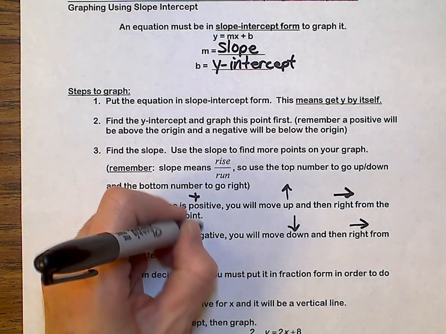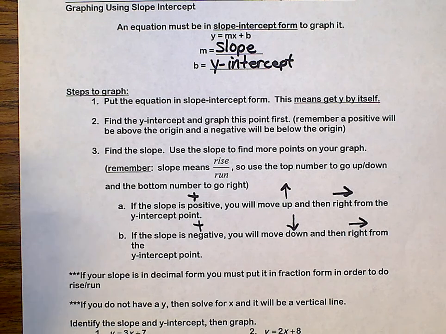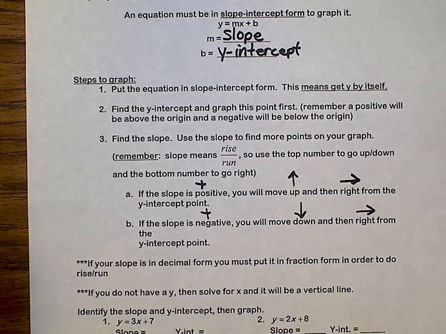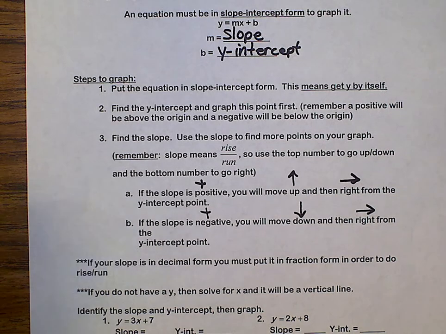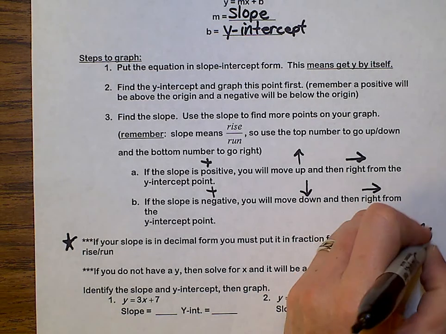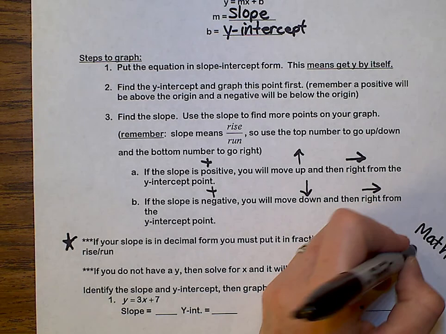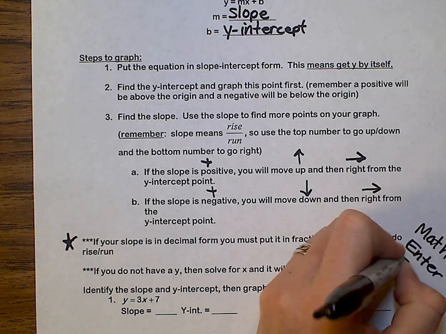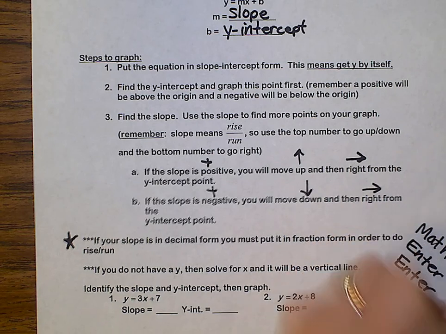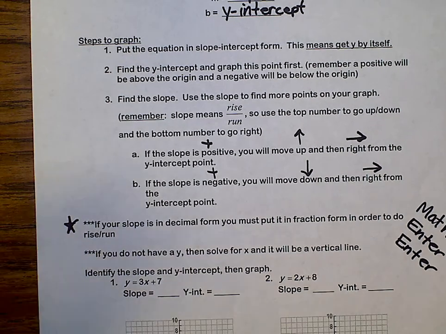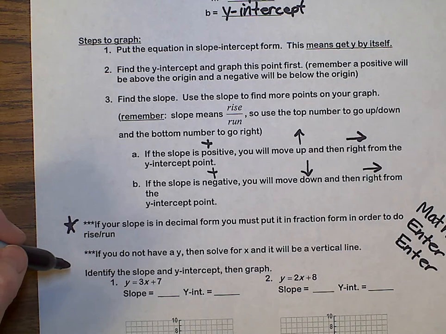If your slope is in decimal form, you must put it in fraction form in order to do the rise over run. This is a huge thing, okay? So you can press the math button, then press enter, then press enter again on your decimal, and that should change it back to a fraction. If you do not have a y, then solve for x and it'll be a vertical line.